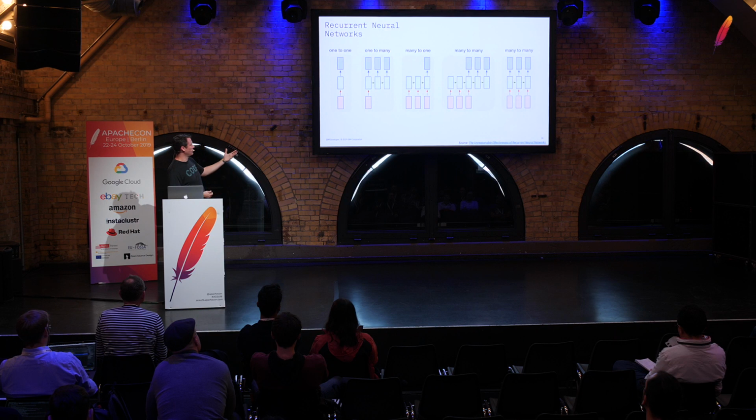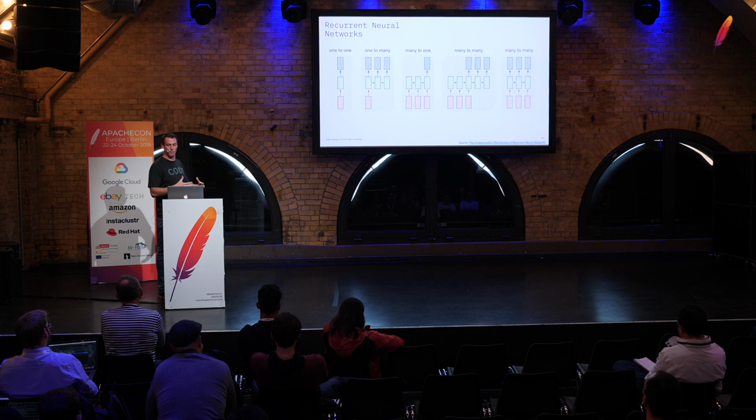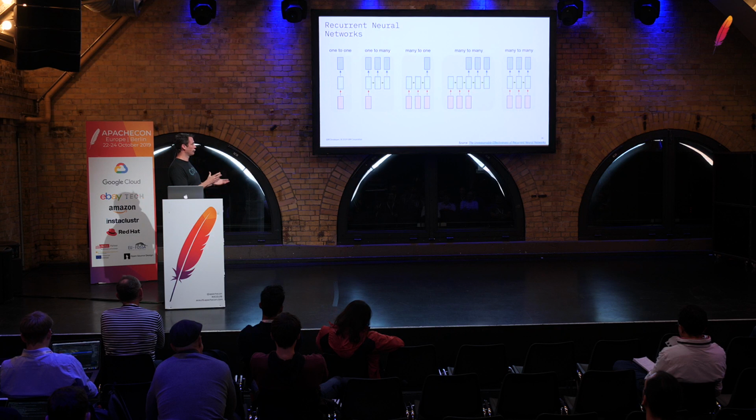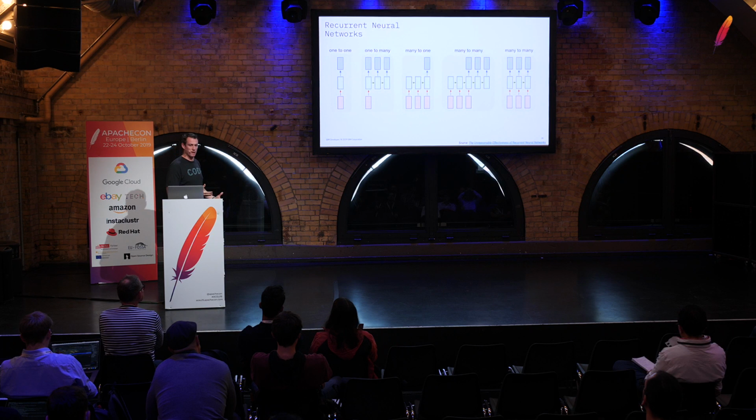Many-to-one, which may be something like taking that sequence of tokens that represents text and spitting out something like a sentiment label. And then you have many-to-many relationships. So for example, taking a sequence of English language and translating it to German, or labeling each piece of a sequence. Named entity recognition would be taking each word and assigning an entity tag, or labeling each frame in a video. So RNNs have been really successful in this space.